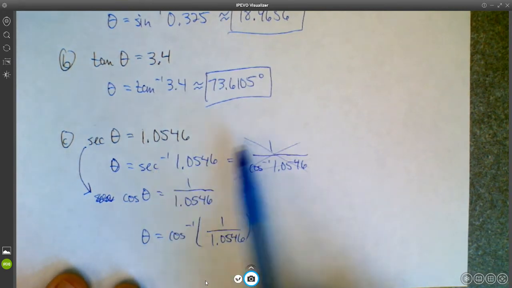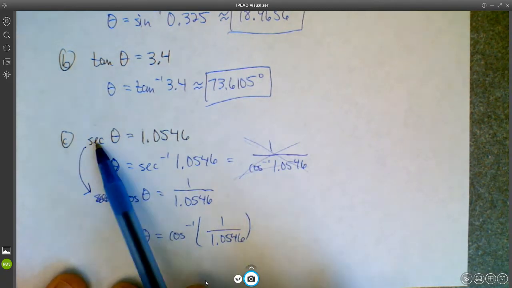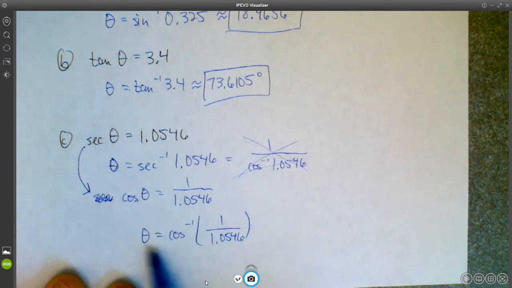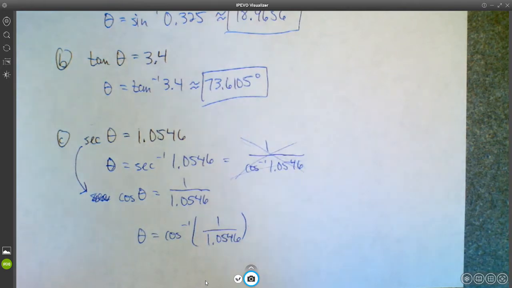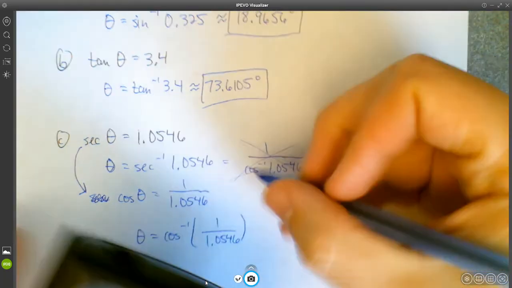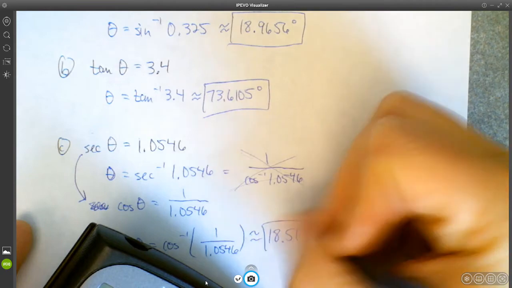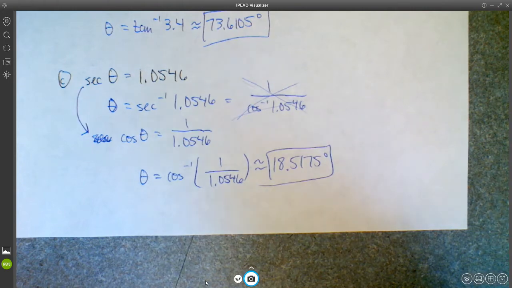So just remember, secant inverse is not the same thing as 1 over cosine inverse. But secant is the same thing as 1 over cosine. So you have to use the reciprocal identity before you take the inverse. Use the reciprocal identity first, then take the inverse. Okay, let's see what we get. You should have cosine inverse of 1 over 1.0546. So that's about 18.5175 degrees. Make sure that you can get these values, so that you know how to use your calculator correctly.